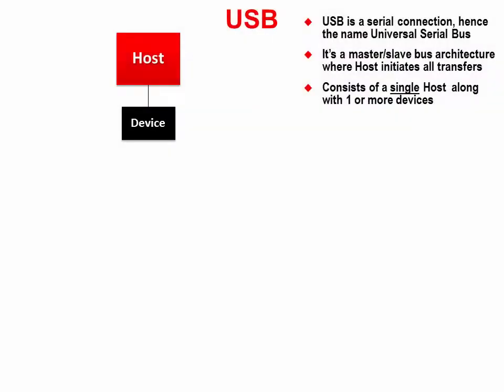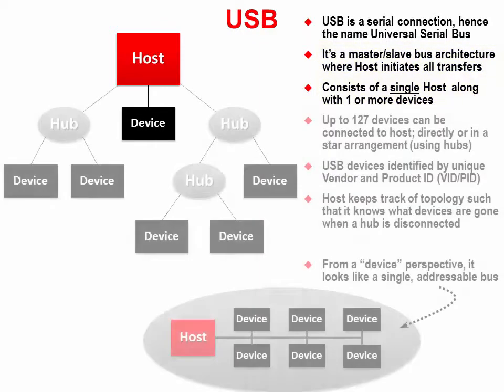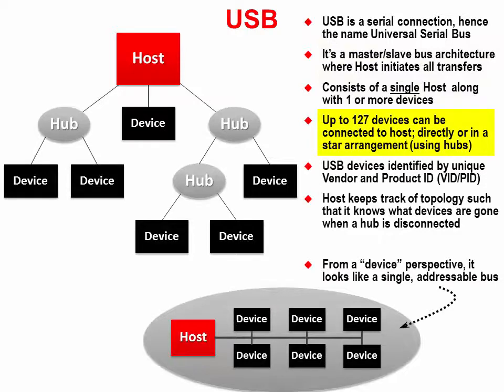USB was designed to replace a wide variety of other serial buses, hence the name Universal Serial Bus. It's a master-slave bus architecture where the single host controls every transaction on the bus. Using hubs, USB can support up to 127 different devices. Each device is identified by a unique vendor and product ID, which are also called VID and PID. The host keeps track of everyone on the bus, while the devices only see the host. To them, it appears to be a single point-to-point bus connection.